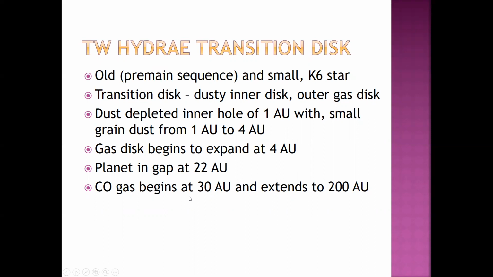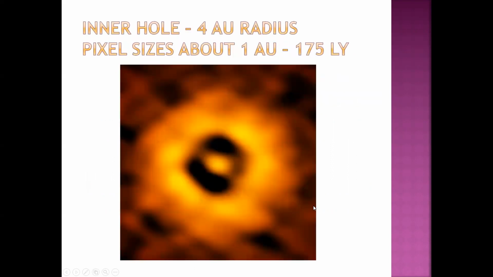There's probably a planet in a gap at 22 AU. And they can detect different gases at different spectral frequencies. And so they've noticed that carbon monoxide gas begins at 30 AU and extends to 200 AU.